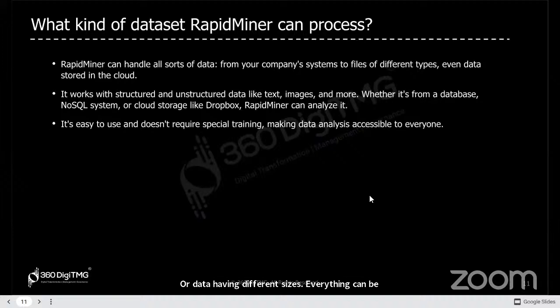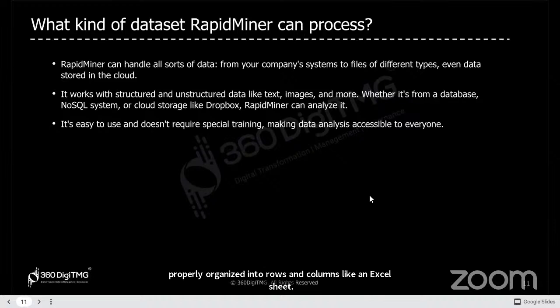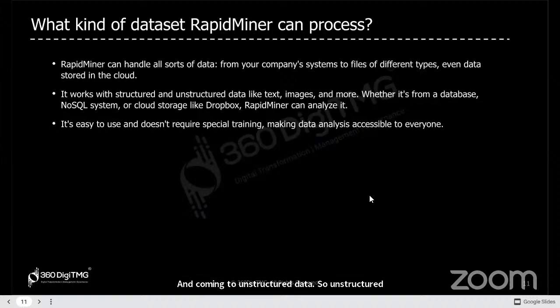So you already know about structured data, right? Structured data is nothing but the data which is properly organized into rows and columns like an Excel sheet. Suppose you have an Excel sheet of sales data, that can be processed by RapidMiner. And coming to unstructured data, which will not have a predefined format and is more complex, that can also be processed by RapidMiner. Some examples of unstructured data are text data, image data, and audio data. Those can also be handled with the help of RapidMiner.